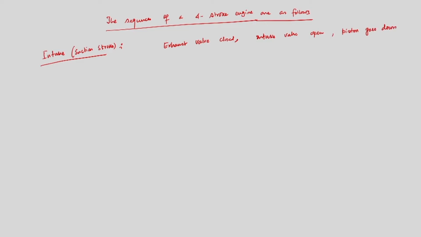Piston goes down from TDC to BDC, more and more void is produced. I have discussed this, but I am now writing it only so that it will remain as a note. So, I have already discussed those. More and more void is produced inside the cylinder.